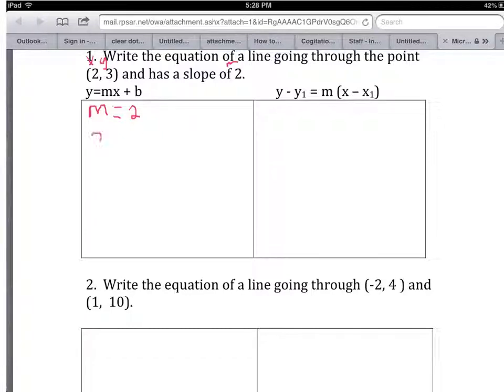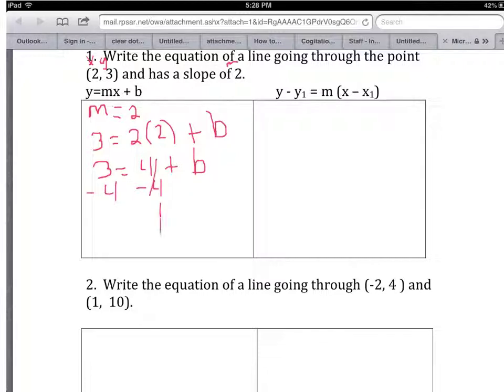The y is going to be 3. The slope's going to be 2. Your x-coordinate's going to be 2 because they only provided you with 1 point, so you didn't have to choose a point. And you're solving for b. So you have 3 equals 4 plus b. Subtract 4 from both sides. So b equals -1. And so your equation is going to be, you rewrite the equation and put the slope and the y-intercept back in it, y equals 2x minus 1.